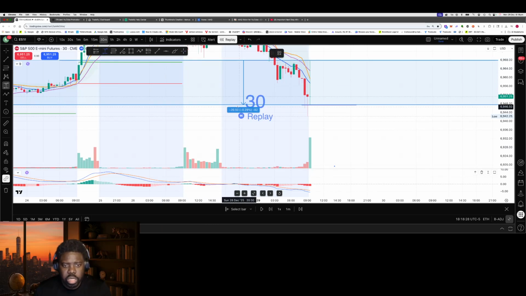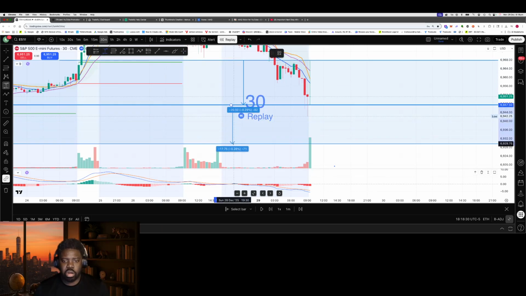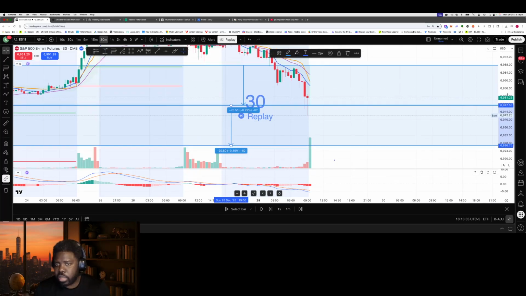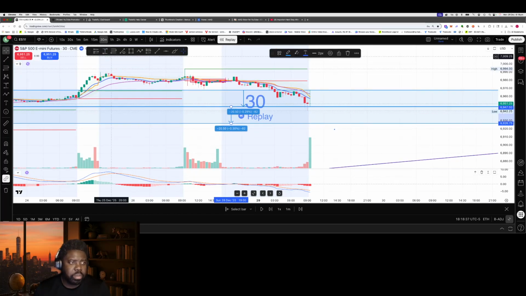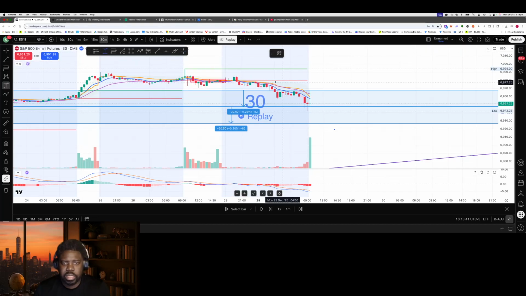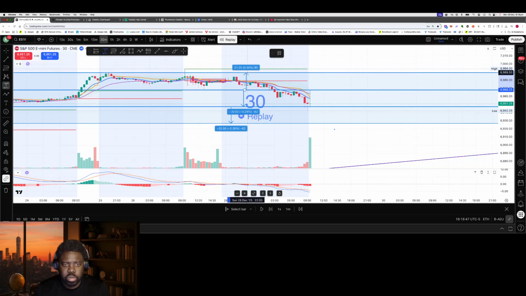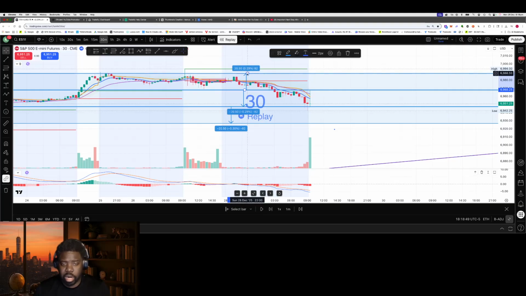This is the range. So what I would do, I mark the range on the way down, and then I mark it on the way up, just in case we have a breakout to the upside. That way it doesn't matter to me. Whichever way it takes me, this is where I'm going. I don't dictate what the market does. I go by what the market is telling me.